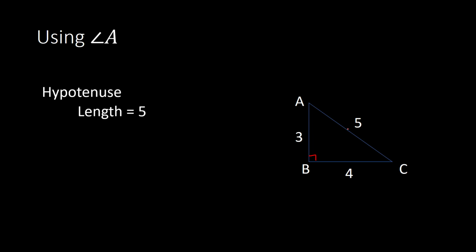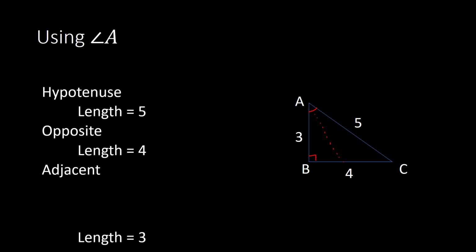Now using angle A, the opposite side is across from angle A. So over here, across would be 4. So the length of the opposite side of angle A would be 4. And then the other side that is not the hypotenuse, but is next to angle A, is what we call the adjacent side. So the adjacent side has a length of 3.